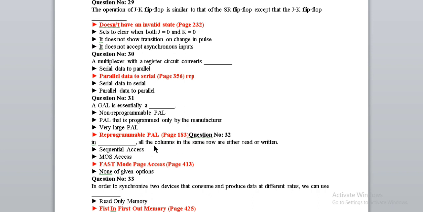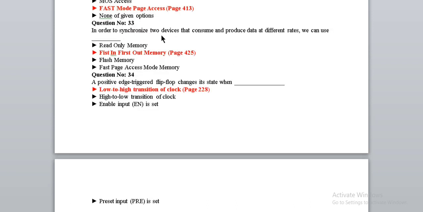In ___, all the columns in the same row are either read or written: fast mode, page access. In order to synchronize two devices that consume and produce data at different rates, we can use first in first out memory. A positive edge triggered flip-flop changes its state on the low to high transition of the clock.